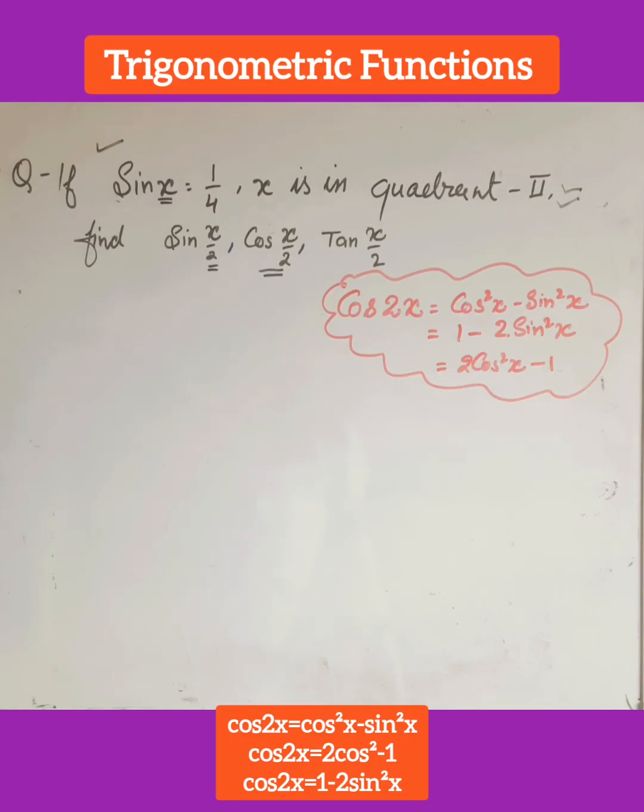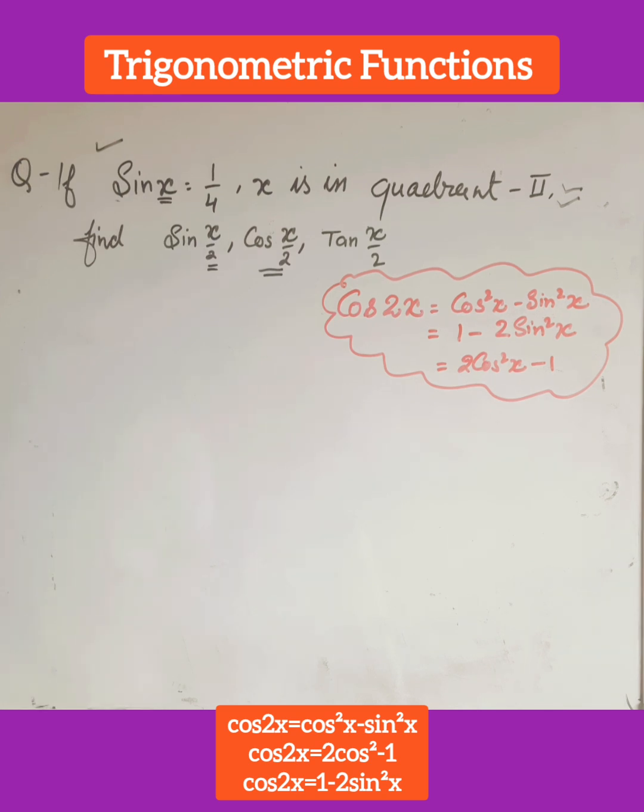Okay, let us discuss an important question. The question is: if sin x equals 1 upon 4 and x is in the second quadrant, here the quadrant will tell you whether it will be positive or negative. You have to find out sin x upon 2, cos x upon 2 and tan x upon 2.